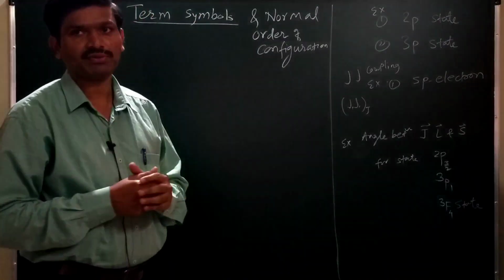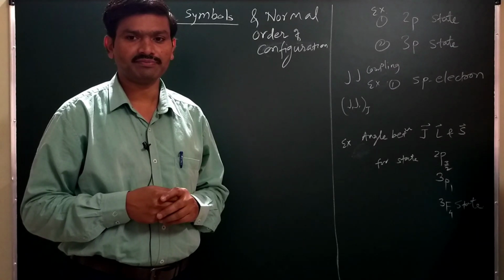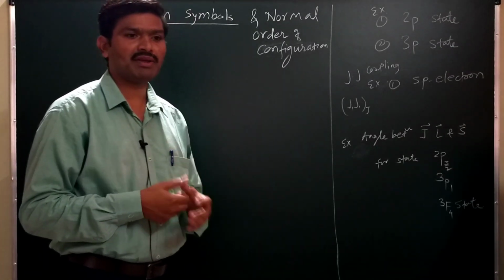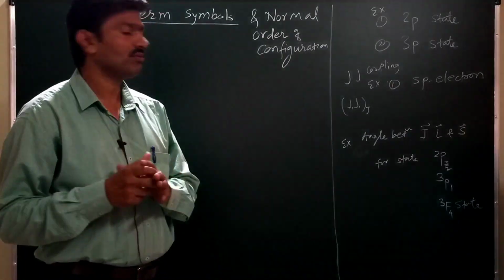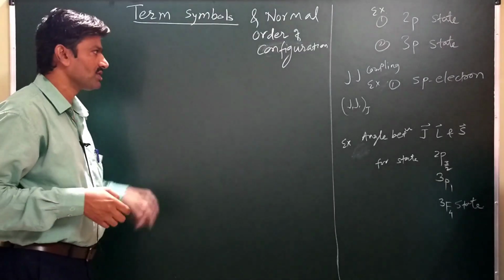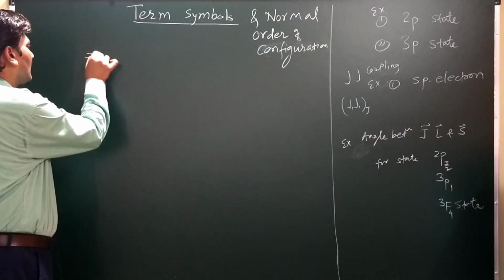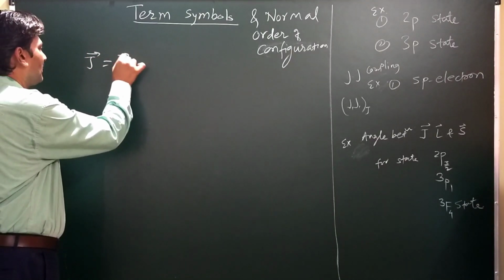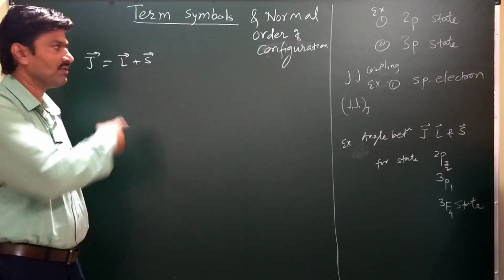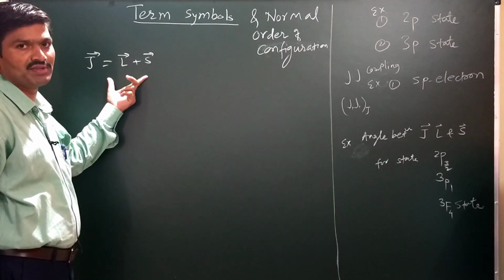In the previous lectures, we completed the topic of couplings. There are two types of coupling: LS coupling and JJ coupling. Using LS coupling and JJ coupling, we can write the terms. Using JJ coupling, we have seen the total angular momentum, that is J equals L plus S. So there are three vectors that arise in atomic physics.